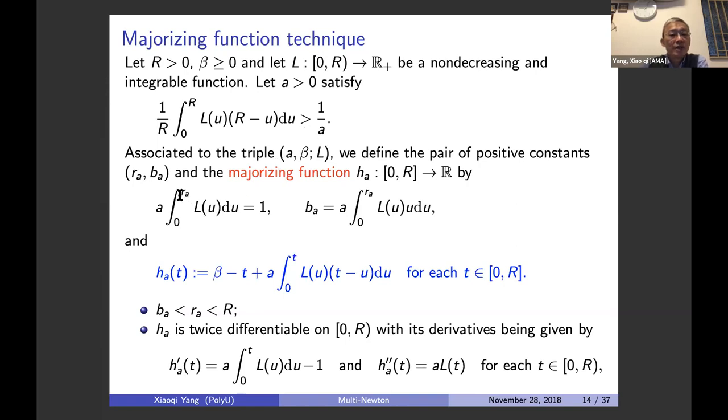Once we found the A, now we can find the upper bound of the integration, RA, from this equation here. So from this equation, we can find another parameter RA. That's what we need in our later analysis. Then once RA is found, we can use this equation to find BA. Those are the parameters that we are using in our analysis, RA and BA.